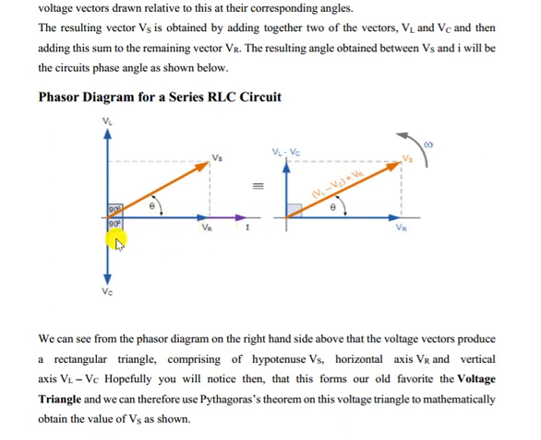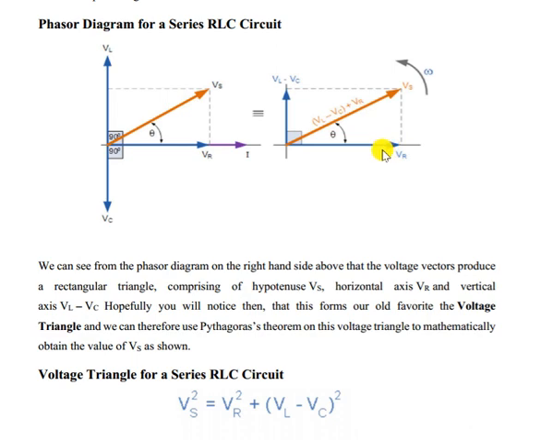Now what will happen if we have a combination of RLC circuit? The inductive and capacitive reactance may cancel each other, or the circuit can be inductive or it can be capacitive also. Say inductive reactance is higher, so VL minus VC, VL is higher than VC. Then, according to the hypotenuse of this triangle, we can find out the value of Vs.